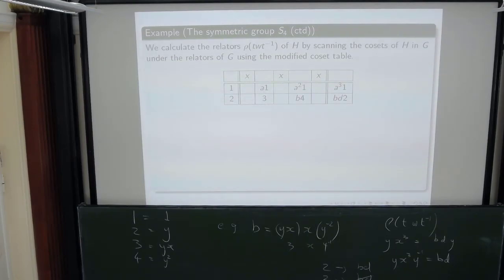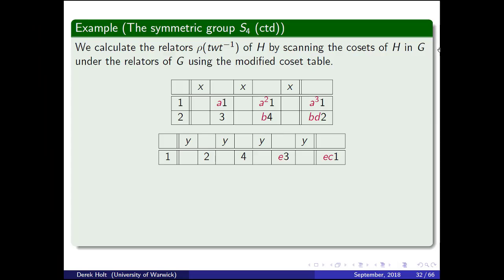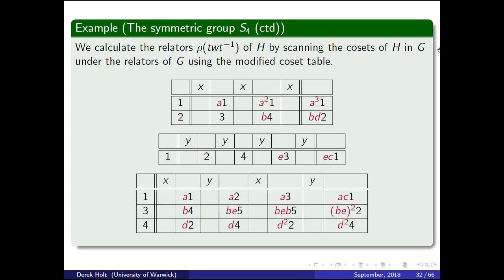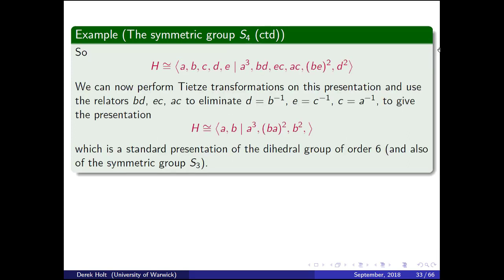Okay, so now we need to do the same with the other relators. So for the fourth, we do it better. That's a 4 cycle of the cosets, so we only need to do it once, and we get E, and then we get E there, and then we get EC. And for XY, unfortunately, we have to do 3. We don't have to do it for 2, because that will give us CA again, but we do have to do it for 3 and 4. And now you see we've got 1, 2, 3, 6 relators. So now we've finished, now we've got our presentation. So H is isomorphic to A, B, C, D, E, with these relators that we've just calculated.